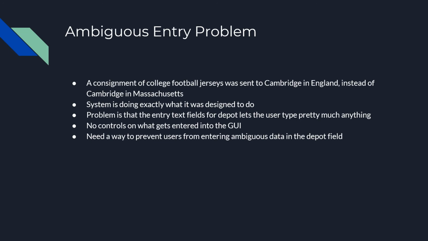So the problem is that the entry text field for dpot lets the user type pretty much anything into the space. There's no control on what gets entered into the GUI. So we need a way to prevent users from entering ambiguous data into the dpot field. And let's figure out how.